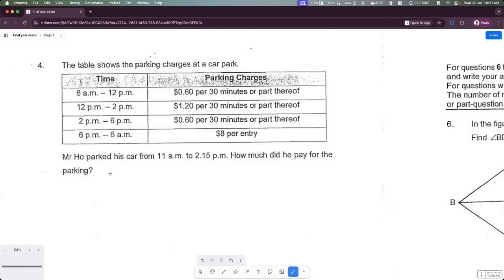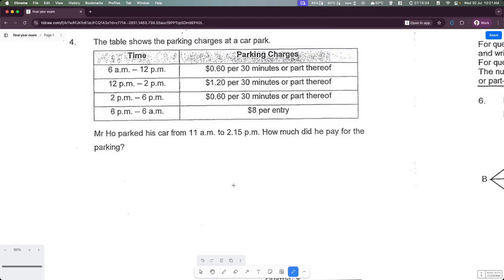Question 4. The table shows the parking charges at a car park. So from 6 a.m. to 12 p.m. is 60 cents, 12 p.m. to 2 p.m. is $1.20, and 2 p.m. to 6 p.m. is 60 cents over here. So Mr. Ho parked his car from 11 to 2:15. How much did he pay for the parking?